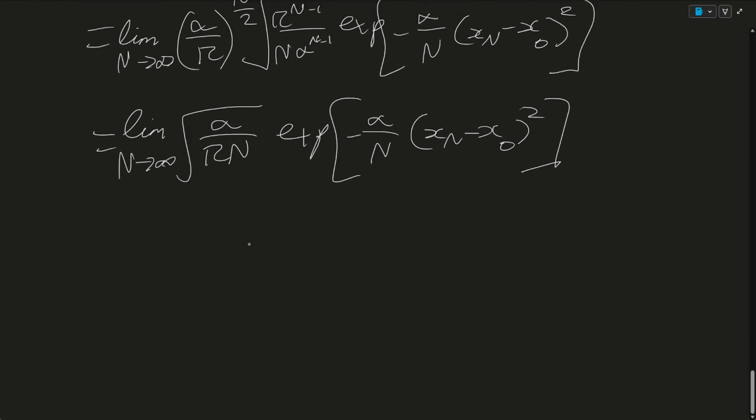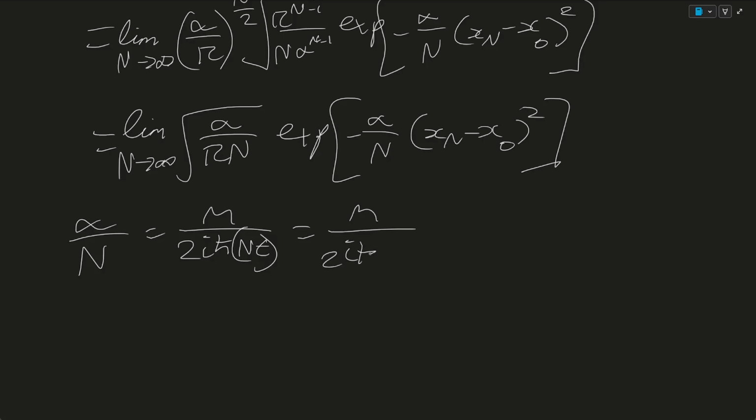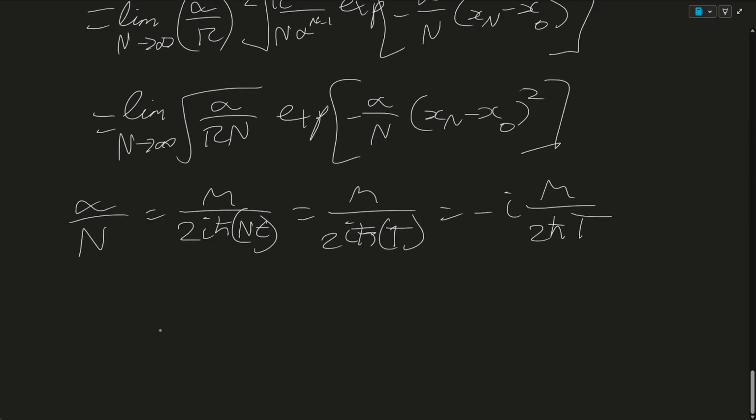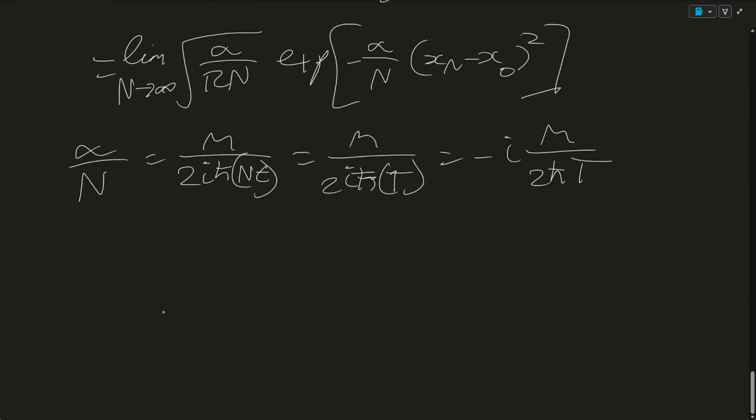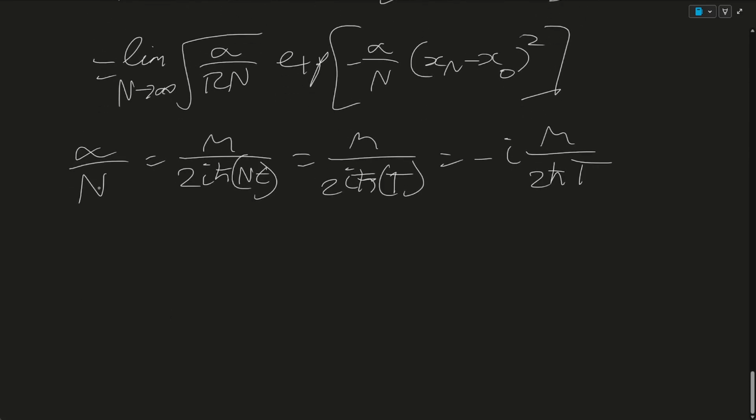And now we just throw in our definitions from before. We know that alpha over n is m over 2I h bar n epsilon, which is just t, h bar t, is minus I m over 2 h bar t. I'm not sure why I keep doing my h's weird. And we can put this back in to get a final function for k.